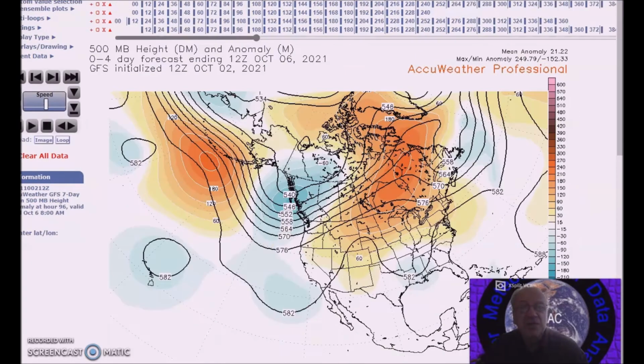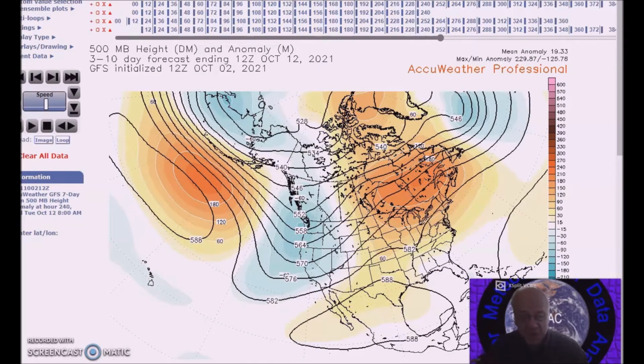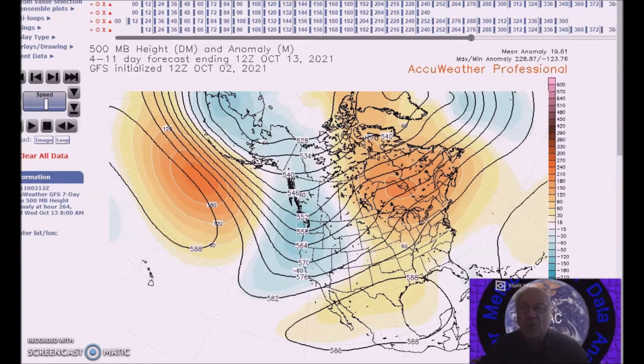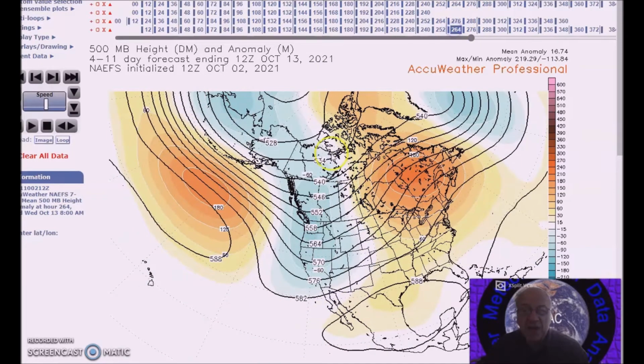Okay, we're going to look now at the period for October 10th to the 14th. And the overall flow remains generally the same. Now the ridge shifts to the south of the Aleutians. You have a trough across western North America and above normal heights across eastern North America. And here's the center of the ridge over eastern Canada.